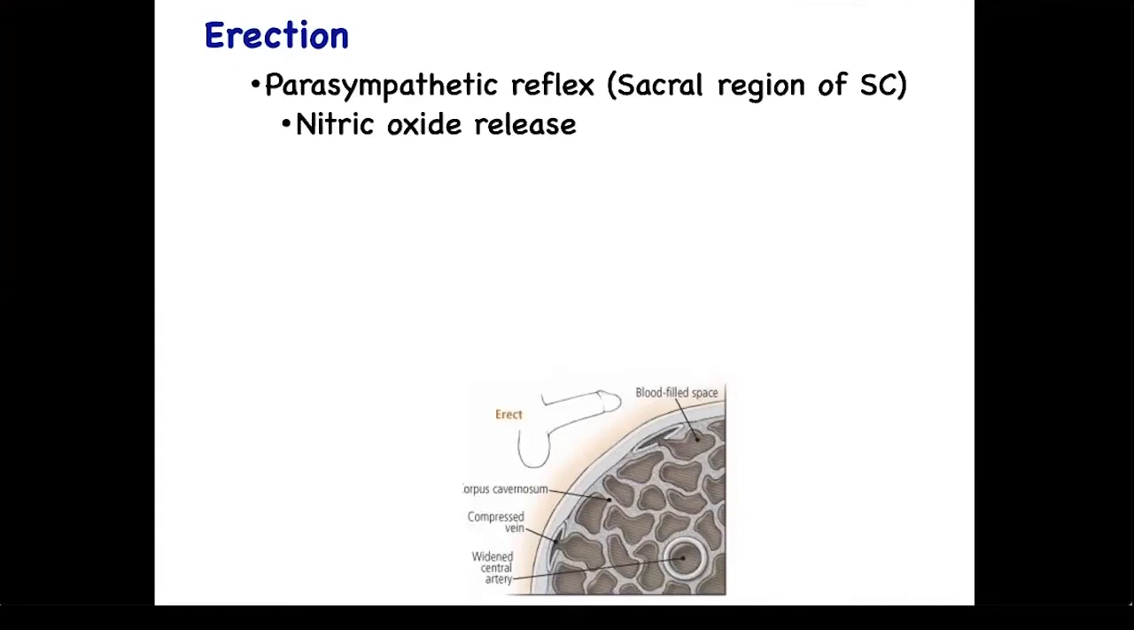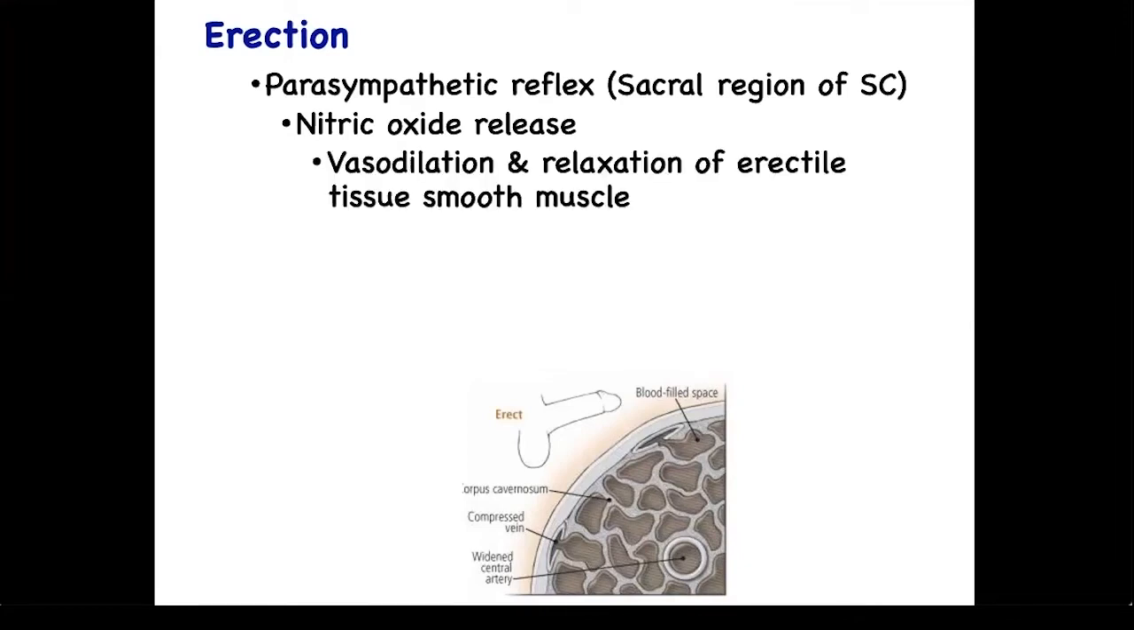Neurotransmitters released by the parasympathetic fibers trigger reactions that result in the production of nitric oxide. Nitric oxide goes to smooth muscles and causes them to relax. This results in vasodilation of the arteries and the arterioles feeding the erectile tissue, as well as relaxation of the smooth muscles in the trabeculae of the vascular sinuses.